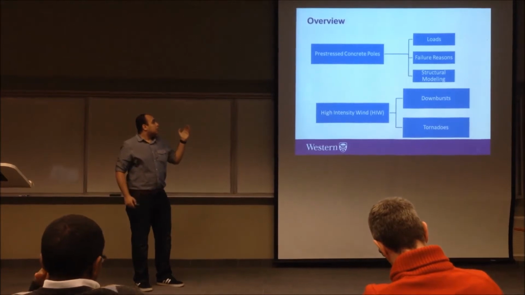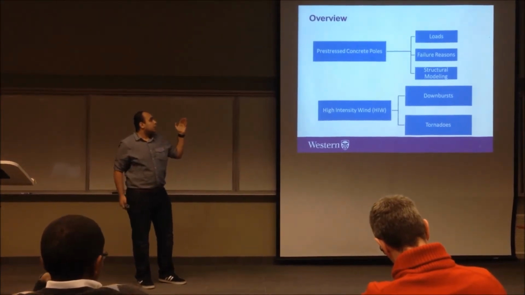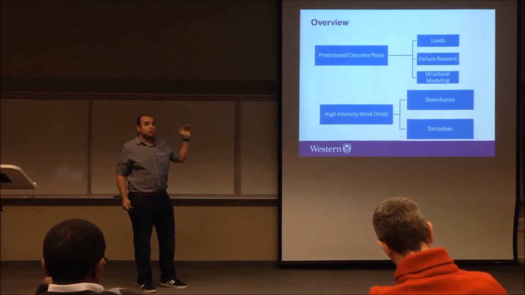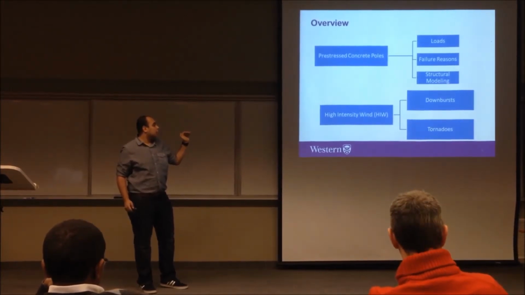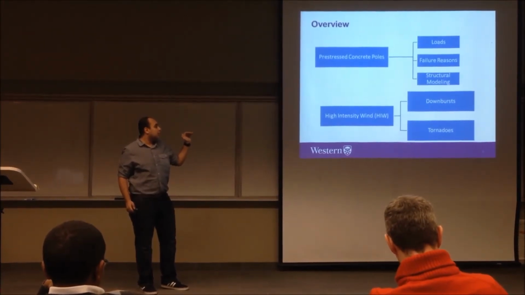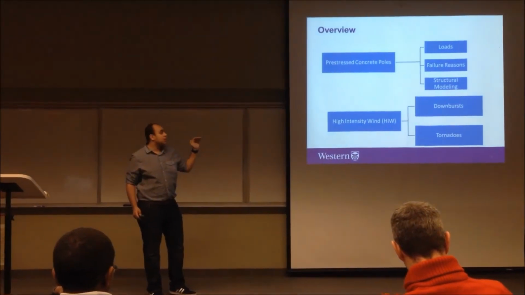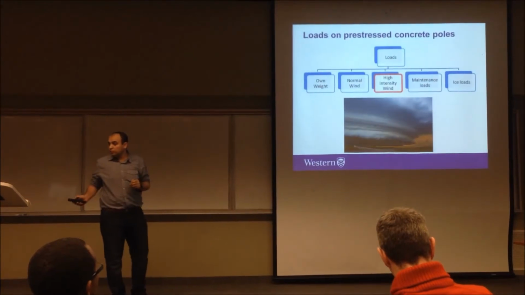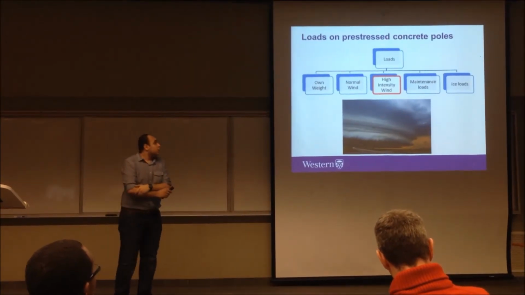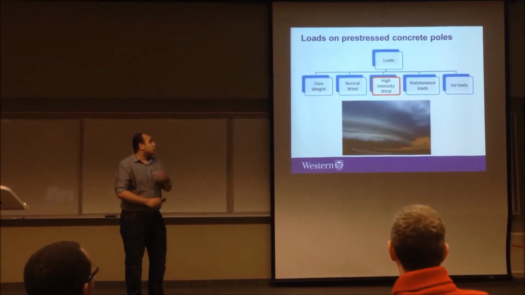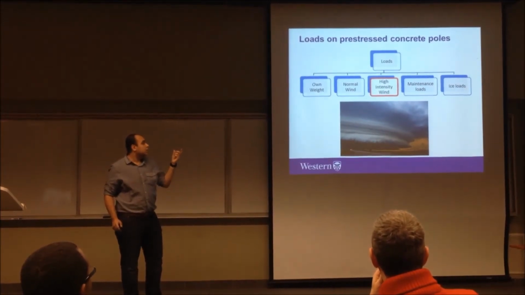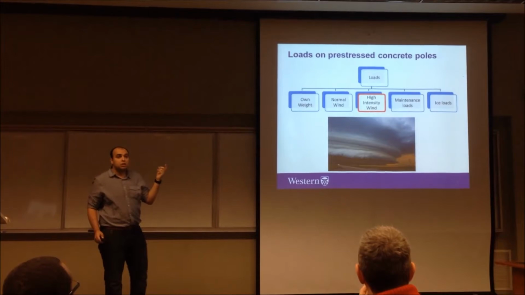I'll talk about the pre-stressed concrete poles, the loads affecting them, the failure reasons, and the structural modeling of such poles. And we will talk briefly about the local high intensity wind events such as downbursts and tornadoes. The loads acting on the pre-stressed concrete poles are its own weight, the normal wind, high intensity wind, maintenance loads, and ice loads.